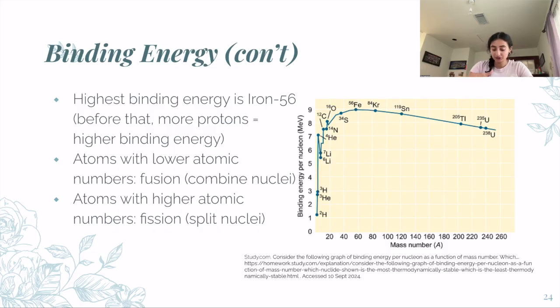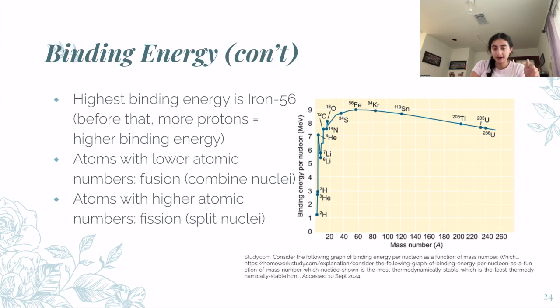So this is a graph that shows binding energy. The highest binding energy is iron-56. So anything before that, the increase of protons increases the binding energy. And then once you go past iron-56, you have so many protons and the binding energy actually decreases.